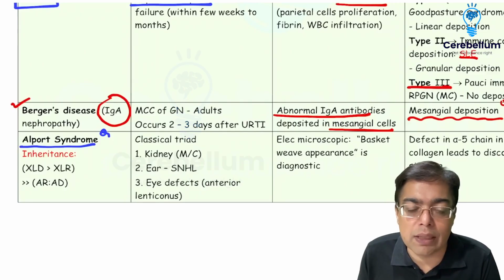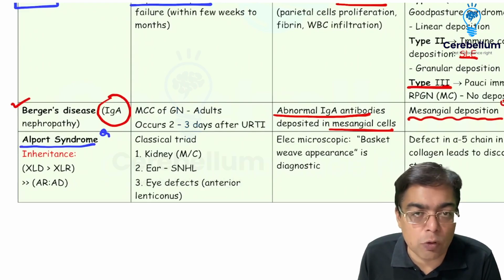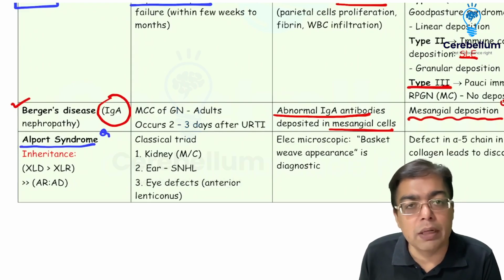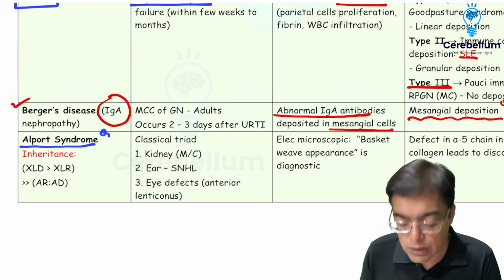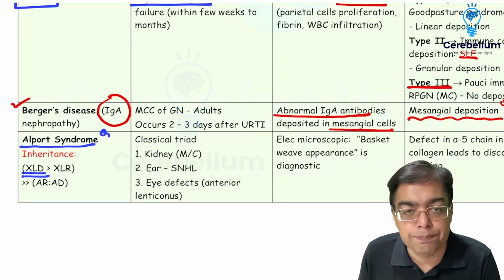And this particular collagen, as we understand, is collagen type 4. It is the alpha 5 chain which is primarily defective in these patients. Alport syndrome is important because it can be transmitted from one generation to the other by different modes of inheritance, out of which the X-linked dominant mode happens to be the predominant mode of inheritance.